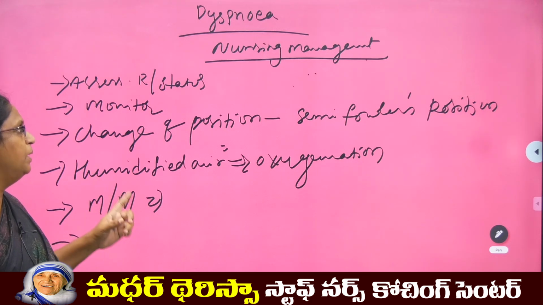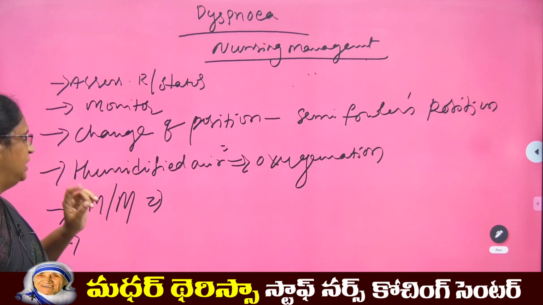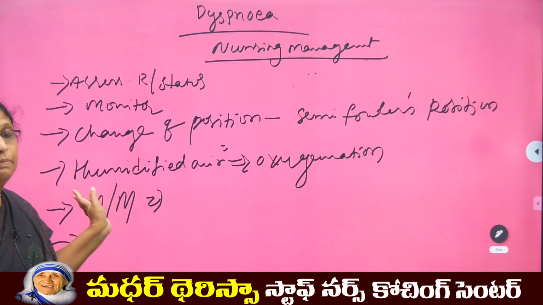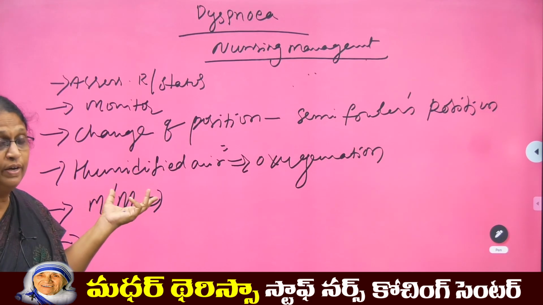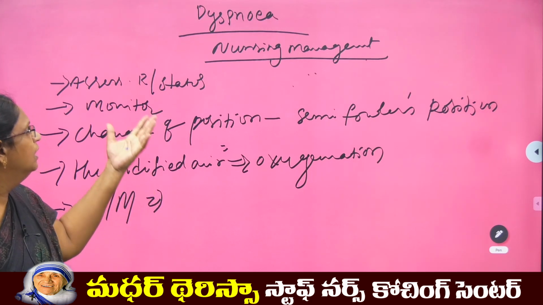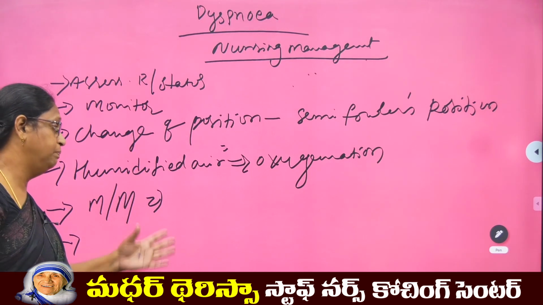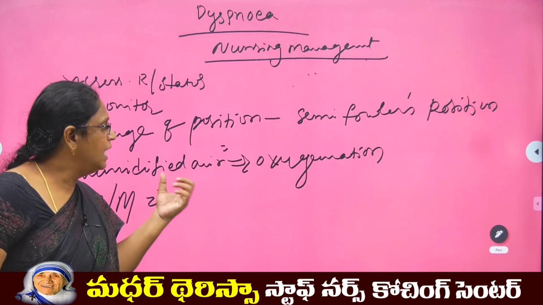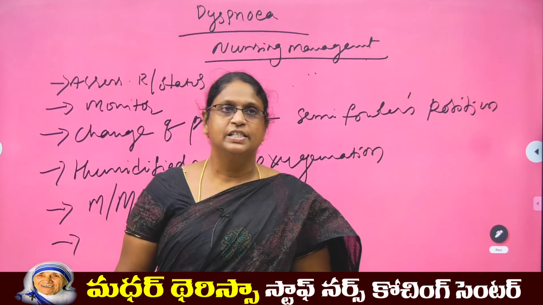Change of position is very important whenever you see a patient with dyspnea, like semi-Fowler's position. Offer humidified air, and administer all the medical drugs, like antibiotics in case of infection, and to relieve the dyspnea, bronchodilators, steroids, and mucolytics, especially when there are secretions. And if the patient has apprehension, give anxiolytics. With this we have finished dyspnea.